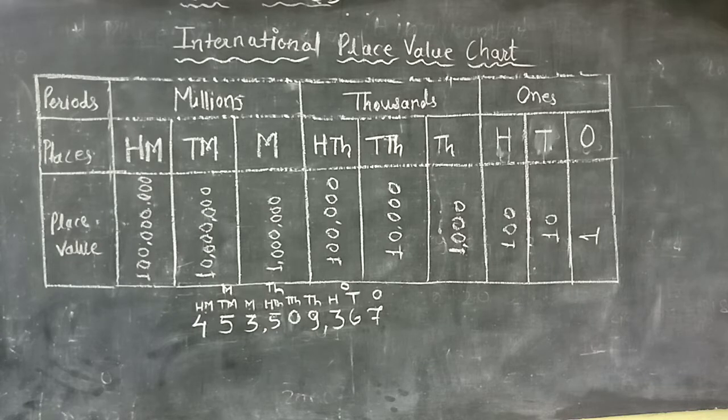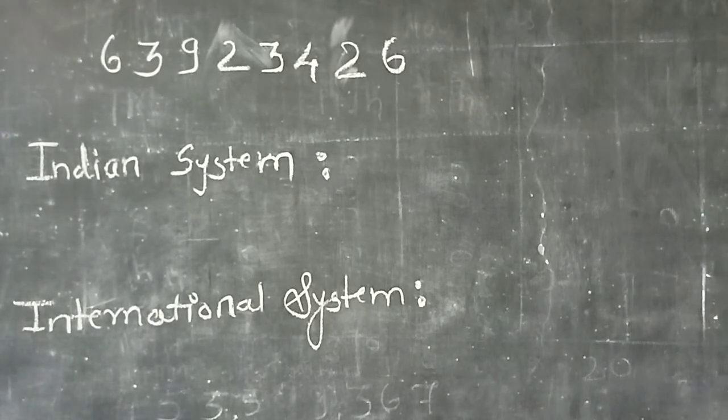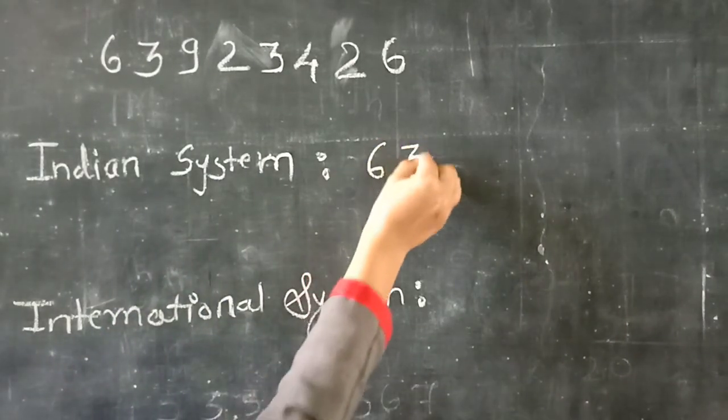The international place value system is further extended beyond 100 millions with new place names and periods. The names are the billions and the trillions. Let's see one more example which is written on your board. That number we will write in the Indian system also and in the international system also. I told you, before writing the number in Indian or international, you have to put the commas in that given number. So in the Indian system we will write that number as it is.